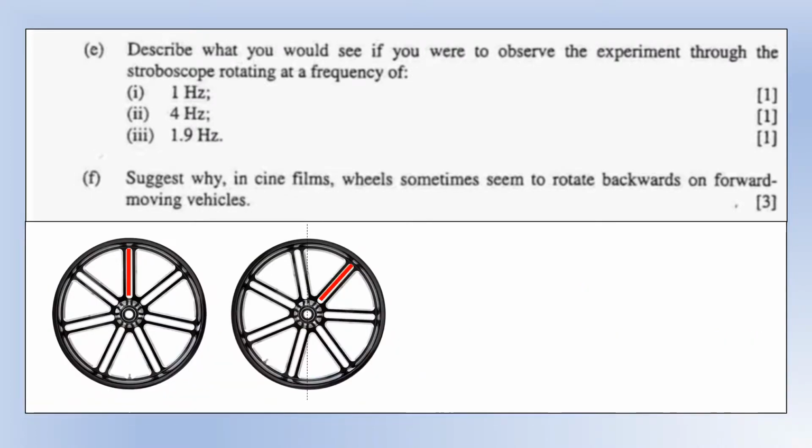And then finally, suggest why in cine films wheels sometimes seem to rotate backwards on forward-moving vehicles. So what I've done is I've got a wheel and I flagged up one particular spoke of the wheel.